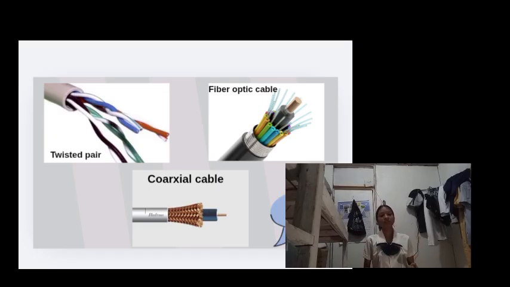So, example of this is fiber to the home or FTTH. So, it uses fiber optic cables to give fast internet to houses.